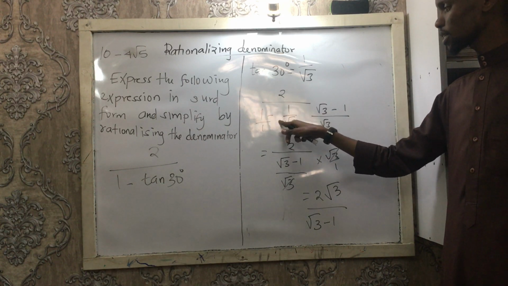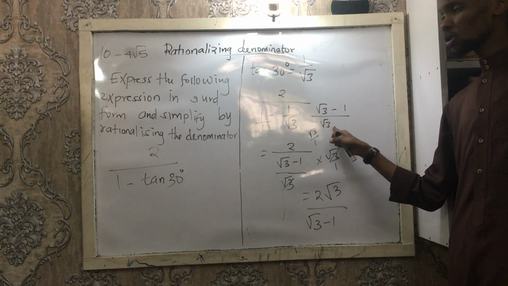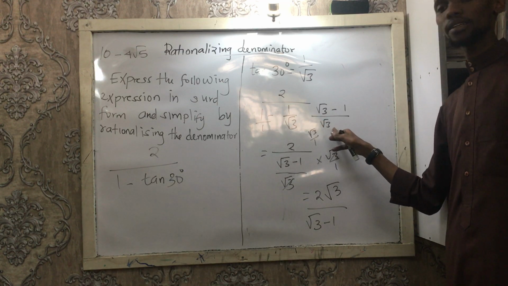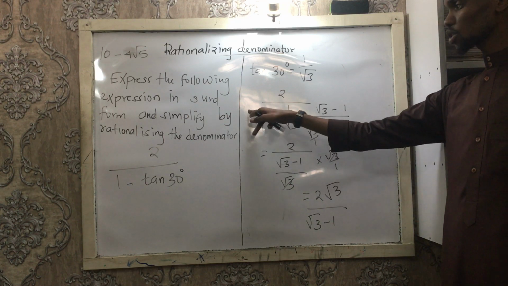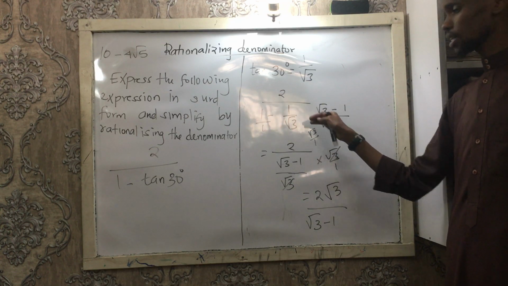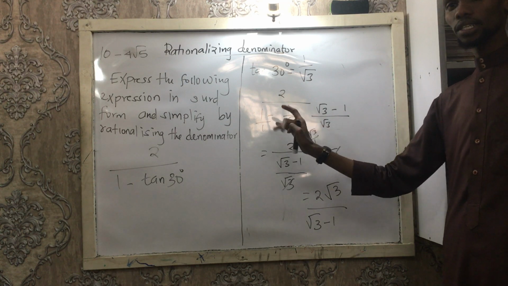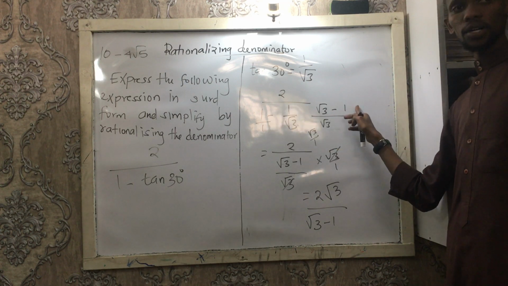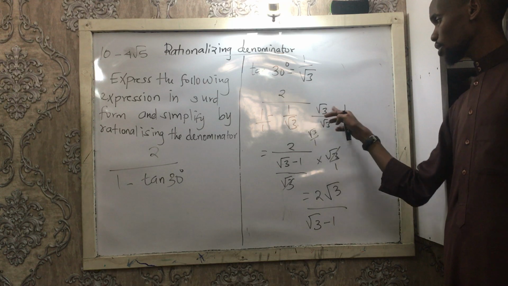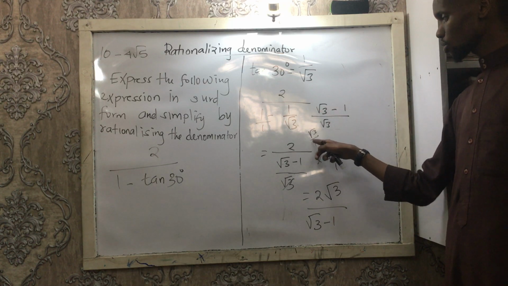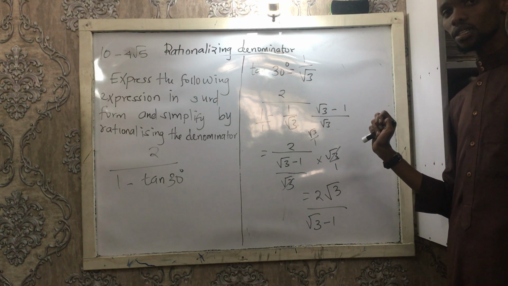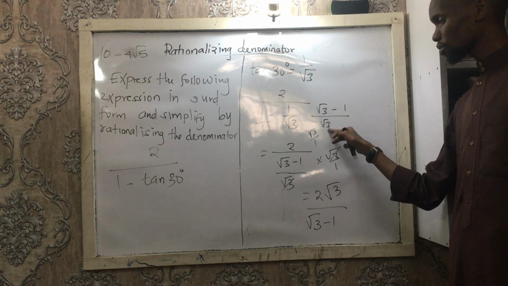So I solve the denominator by getting the LCM of root 3 and 1, which is root 3. And then I say root 3 divided by 1 is root 3, multiplied by 1 is root 3, right? And then root 3 divided by root 3 is 1, right? 1 multiplied by 1 is 1, right? So that I can have root 3 minus 1 over root 3, right?